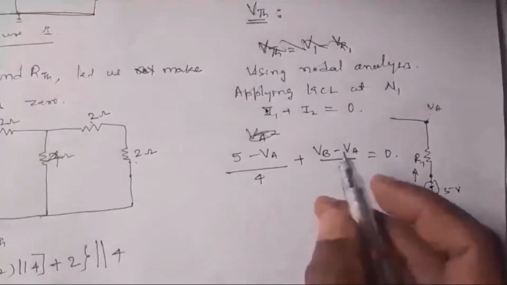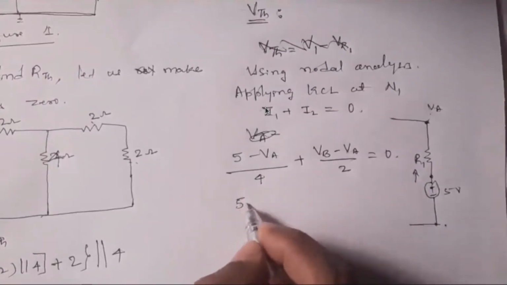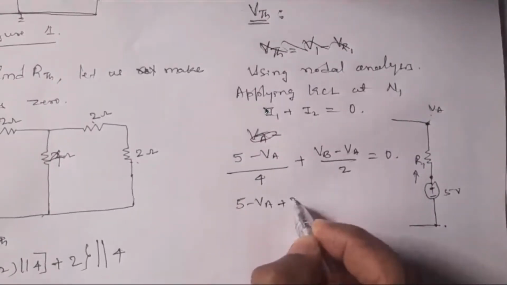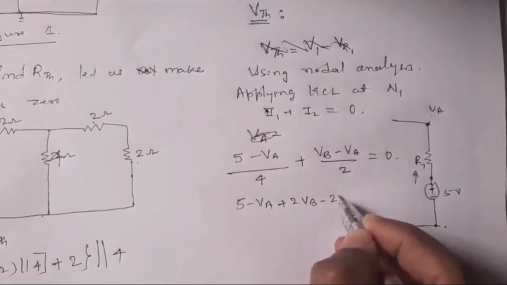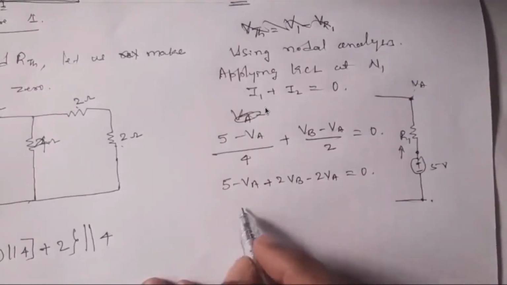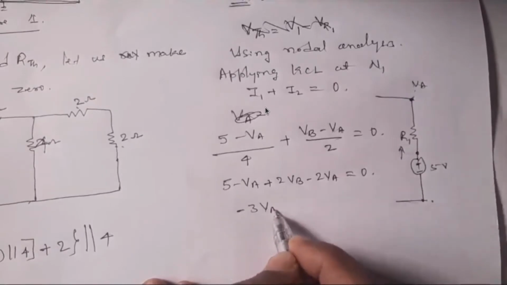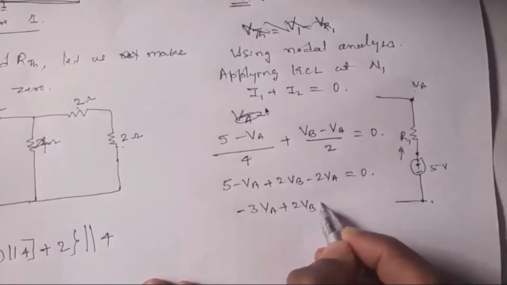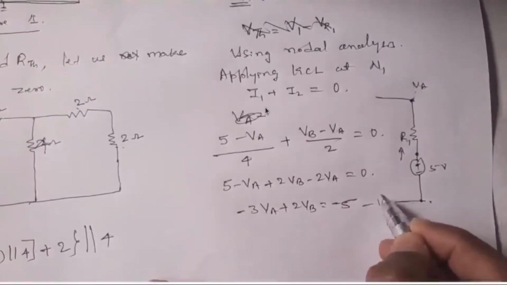And this can be written as 5 minus VA plus 2 VB minus 2 VA is equal to 0. Just taking LCM, this is minus 3 VA plus 2 VB is equal to minus 5. Call this equation number 1.